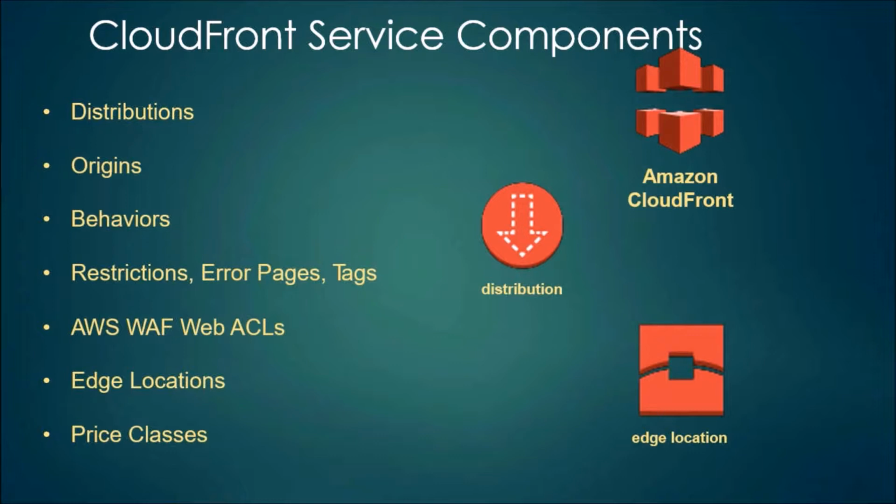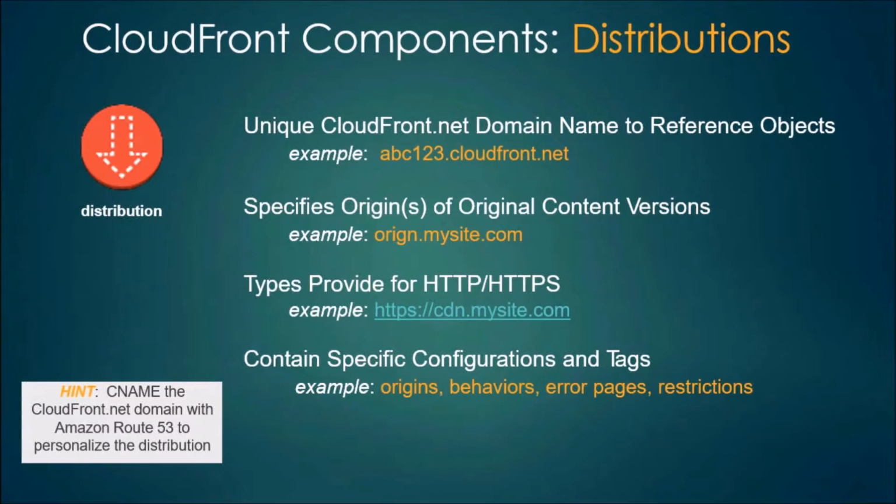Tomorrow we are going to do VPCs. Behaviors and all that stuff I will show you, and then edge locations and price classes, we'll talk about them in a moment. Okay, this is how you will get the abc2123.cloudfront.net. Now yesterday we got an S3 link to go and access the site. Now that will be different from here. Here we will get the CloudFront URL to access our content from your site.